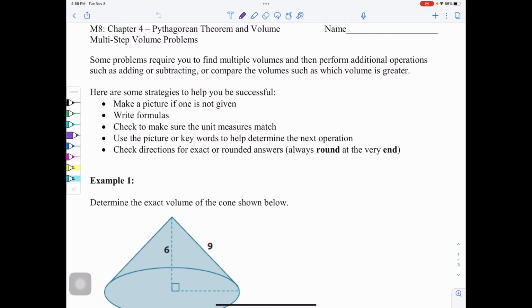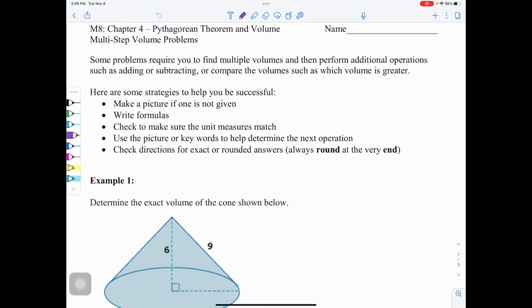Next, you always want to make sure that you write the formula. We have learned a formula for cylinder, cone, and sphere. So once you've made the determination as to which shape you are working with or shapes you are working with, use the appropriate formulas for each one. Check to make sure the unit measures match. Some questions may give you one dimension in inches, but another in feet, or something similar.